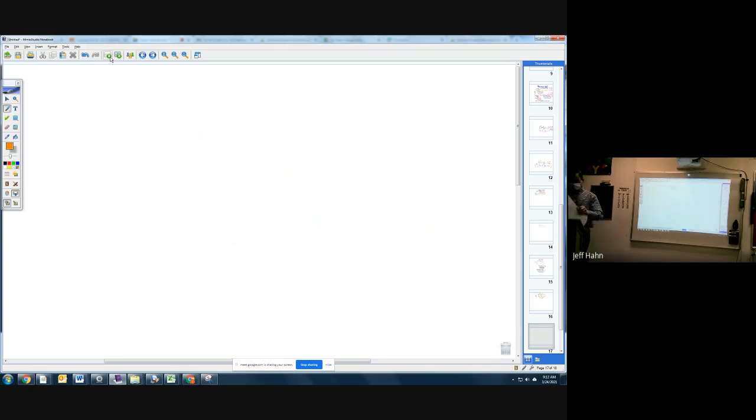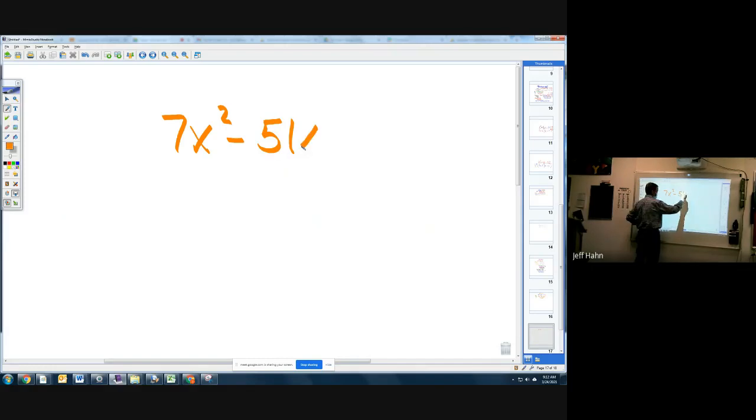Oh, I got lots of them. Holy smokes. Well, let's write this one down. 7x squared minus 51x plus 14. And again, that should make you smile because there's only one combination that gives you 7x squared. It also should make you smile because there's only one way to get 14. Well, there's two, but you don't have that many factors.